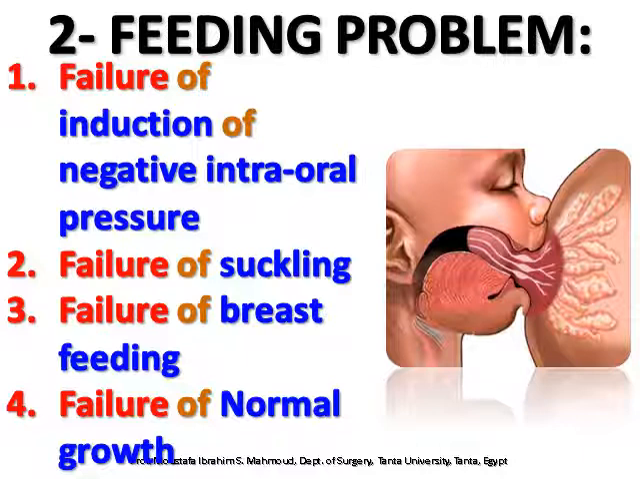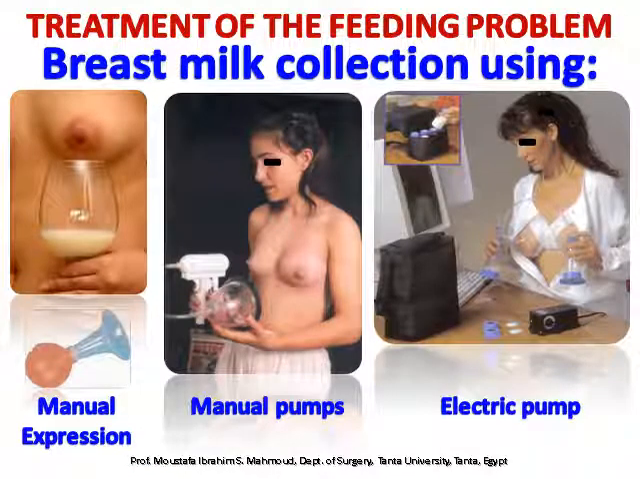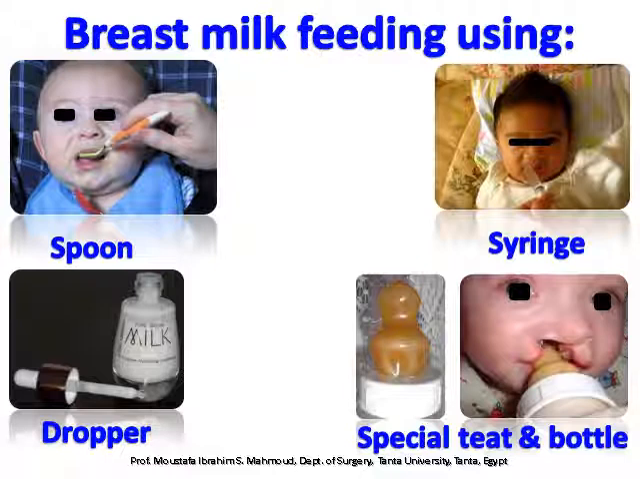Feeding problem. Failure of induction of negative intraoral pressure will lead to failure of suckling, will lead to failure of breastfeeding, and finally will lead to failure of normal growth. Treatment of the feeding problem. Breast milk collection using manual expression, manual pumps or an electric pump. Breast milk feeding using a spoon, a dropper, a syringe, or a special teat and bottle.